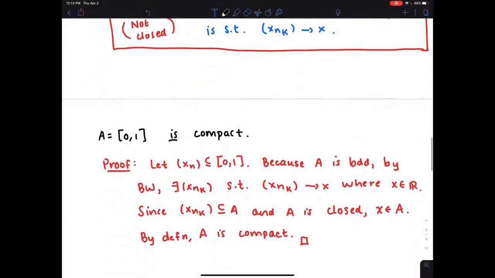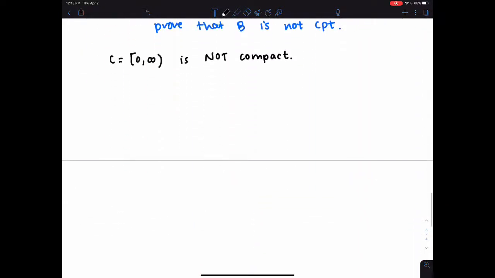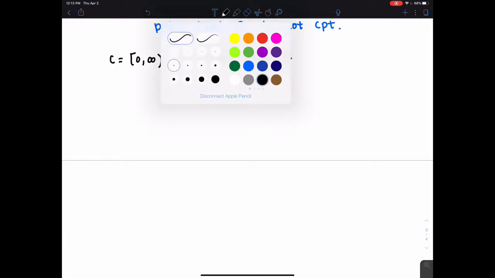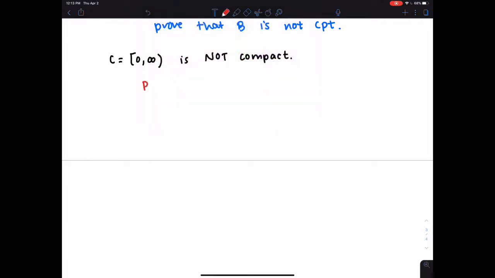So let's go down here. So C is not compact. So we're going to need to come up with a monotonically increasing sequence, because it's unbounded above, that diverges to infinity. If we do that, all of its subsequences will diverge to infinity as well, meaning we won't even have a convergent subsequence. So here we're not worried about whether or not limits stay inside the set. We're worried about whether or not we even have convergence.